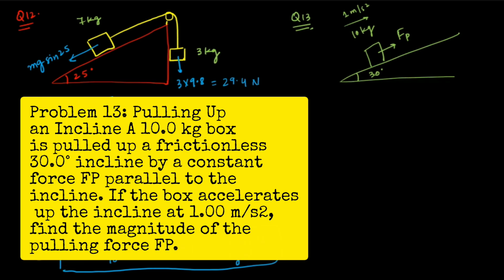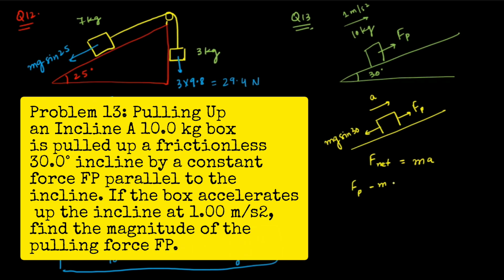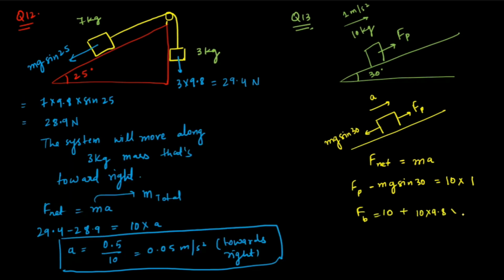Now again, a very simple problem. Just look at the forces acting on the block. In the upward direction, there is Fp acting, whereas in the downward direction, which force is going to act? mg sin 30. And the whole system is moving upward with some acceleration. So we know from the second law of motion, F net is equal to ma. Net force is going to be Fp minus mg sin theta, where the total mass of the system is 10 kg and the acceleration is given as 1. So Fp is going to be 10 plus mg sin 30, which is 10 into 9.8 into 1 by 2. So it is going to be 10 plus 49, that is 59 newtons.